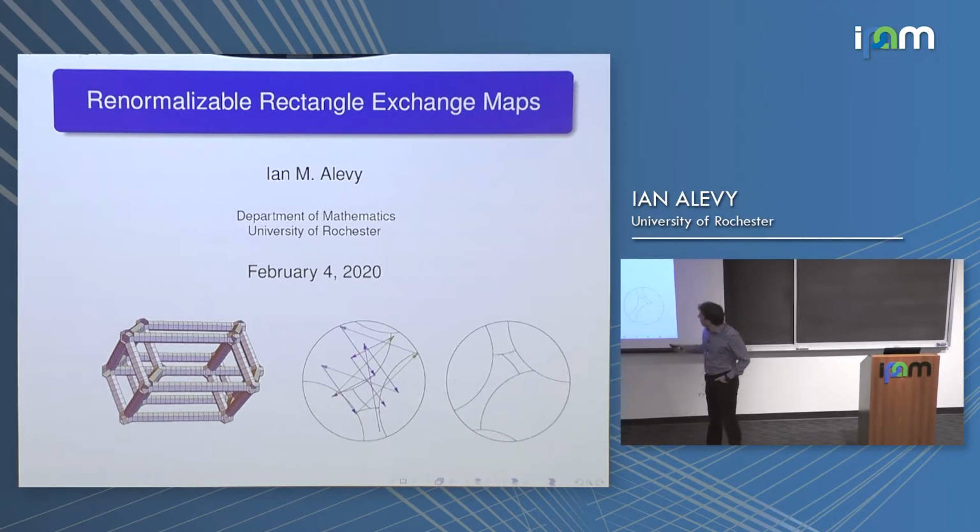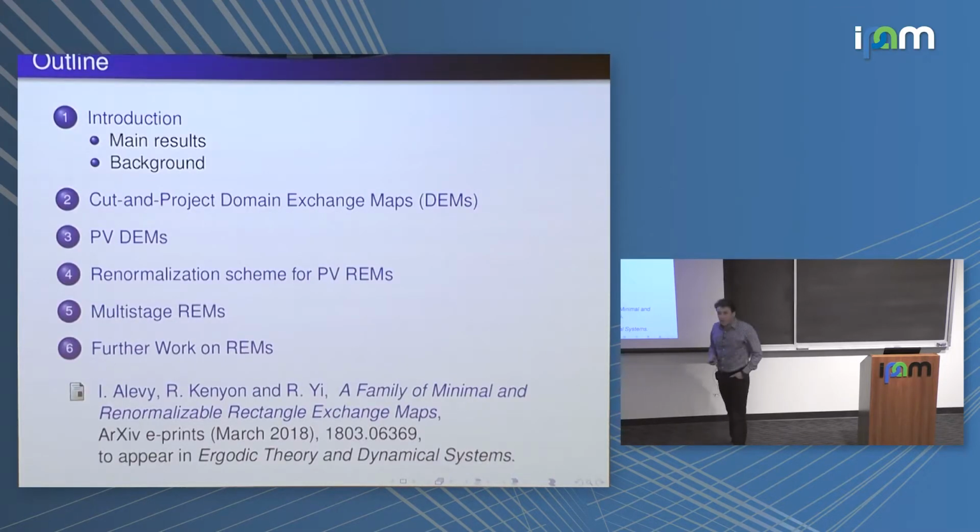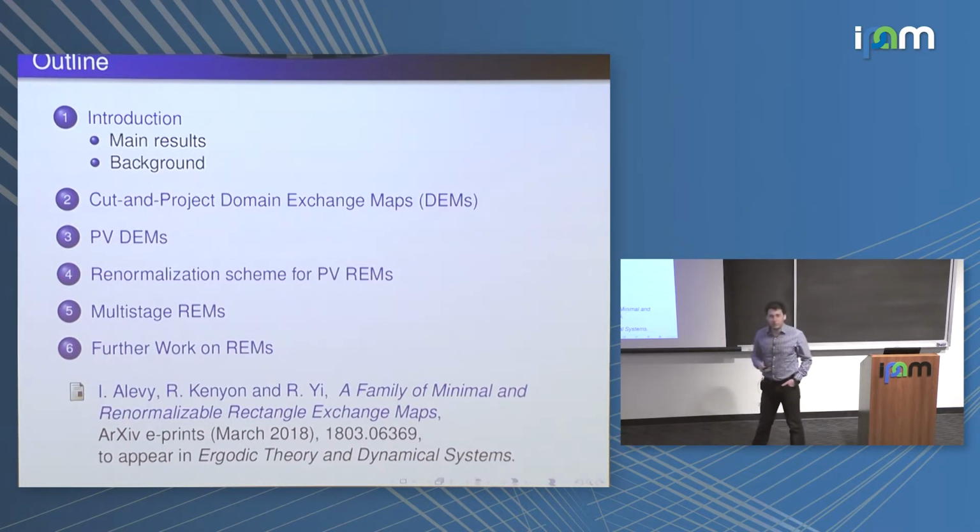So as John said, I'm going to be talking about renormalizable rectangle exchange maps. And they're kind of a discrete dynamical system. OK, so here's an outline of my talk. I'll explain the main results, and then I'll give some background about the kind of systems that I'm looking at.